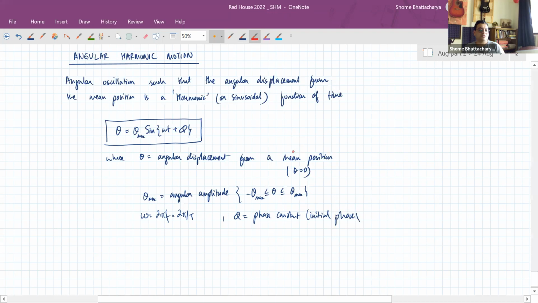The mean position is once again a stable equilibrium position, but this time it's an angular system. So the stable equilibrium implies that the net torque is 0, and there is restorative torque when displaced from equilibrium.